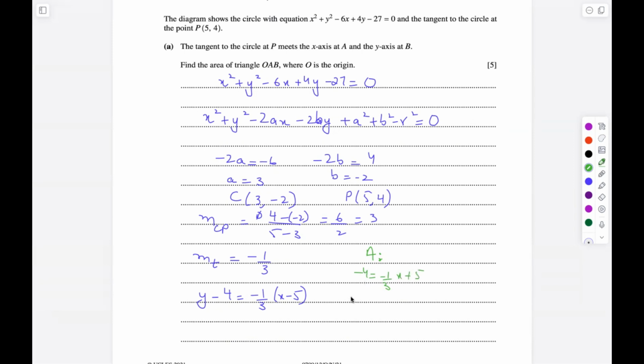Plus 5 will go on that side and become minus 4 minus 5, which is minus 9, is equal to minus x upon 3. And the x coordinate will be equal to 27.